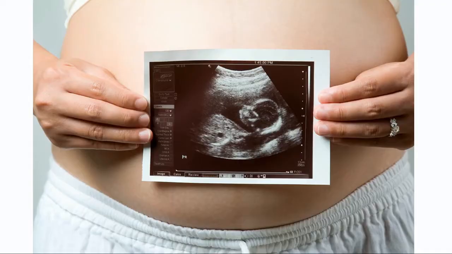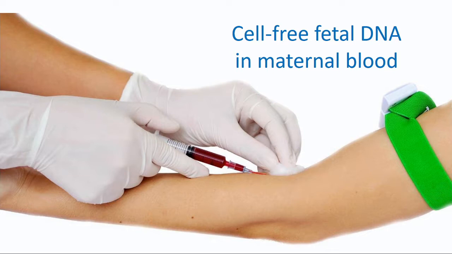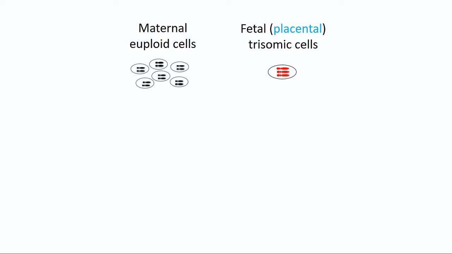So maybe let's start talking about the baby. If we want to analyze the baby's DNA without posing any harm to the baby, one option is to use cell-free fetal DNA that is present in the mother's blood sample. The existence of cell-free fetal DNA in mother's blood was discovered in 1997. To date, we understand that the DNA actually comes from the placenta of the pregnancy, and it can be released into the peripheral circulation of the mother.